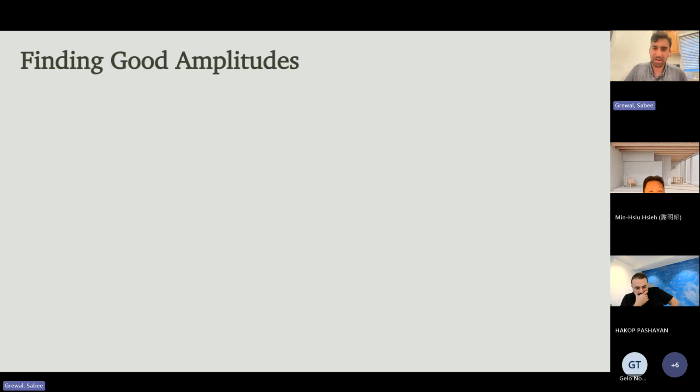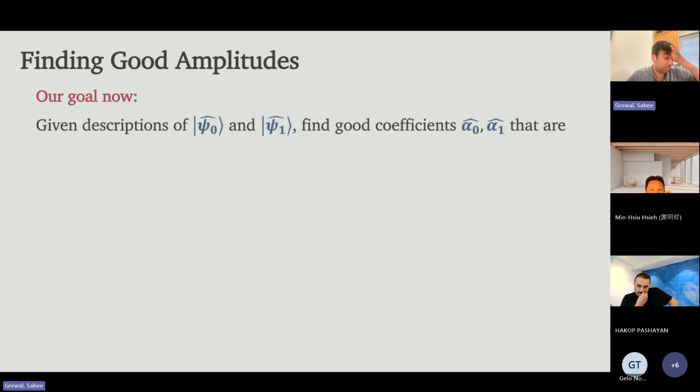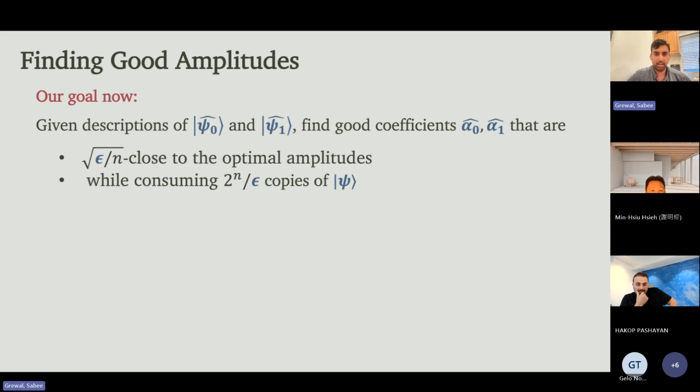So finding the good amplitudes, this is the algorithmic part. Our goal now, in order to get this pure state tomography algorithm to work, we've boiled it down to the following problem. We're given descriptions of two pure states, psi 0 hat, psi 1 hat, and we want to find these coefficients, alpha 0 hat, alpha 1 hat, that are root epsilon over n close to the optimal amplitudes, and we only want to consume roughly 2 to the n over epsilon copies of psi.